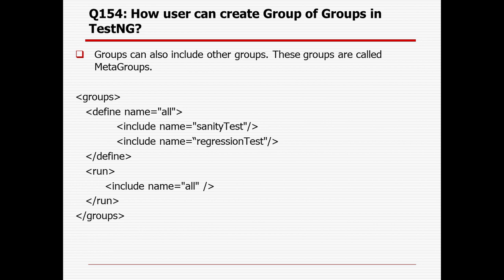How can a user create a group of groups in TestNG? A group can also include other groups. These groups are called meta groups, right? So that is the syntax you need to use, right?